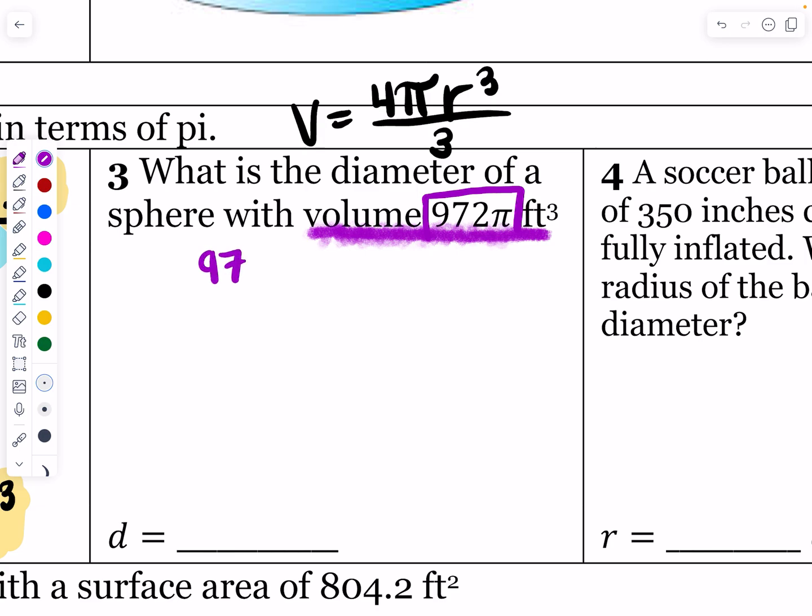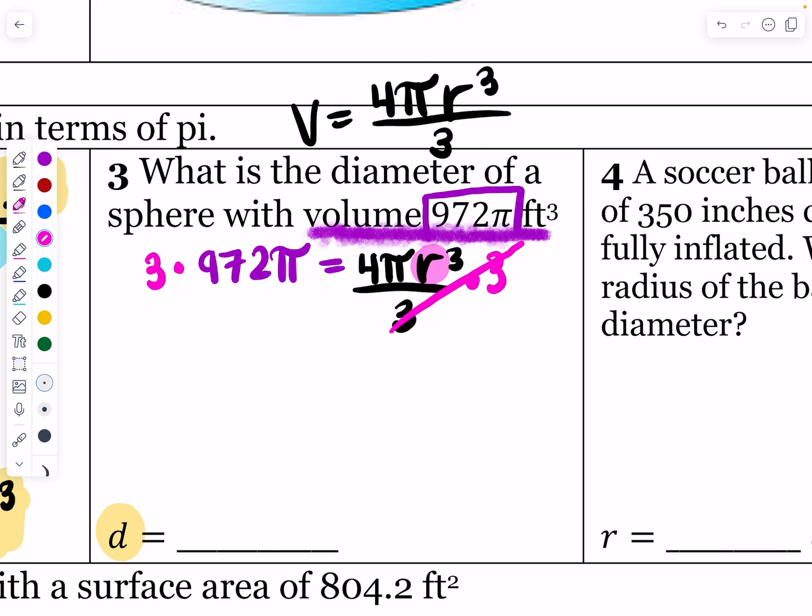Their volume was 972 pi, and I can set that equal to the formula, which is 4 pi r cubed divided by 3. And so in order to solve for the diameter, I'm going to first need to find the radius, and that radius is located within the numerator of my formula. And so in order to work with the numerator, I need to get rid of that denominator by multiplying by 3 on both sides. So when we multiply by 3, that's going to be 3 times 972.